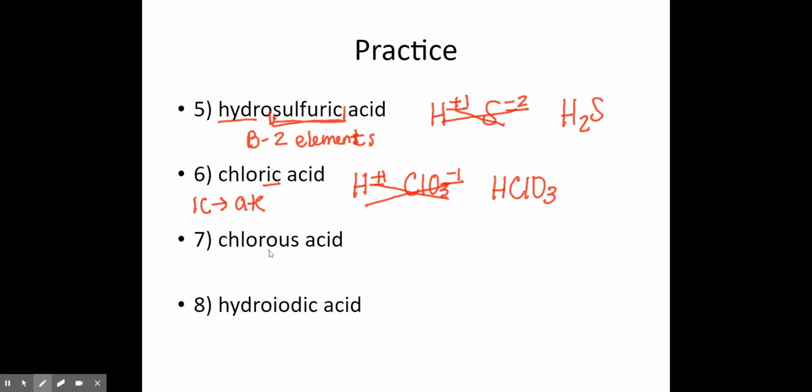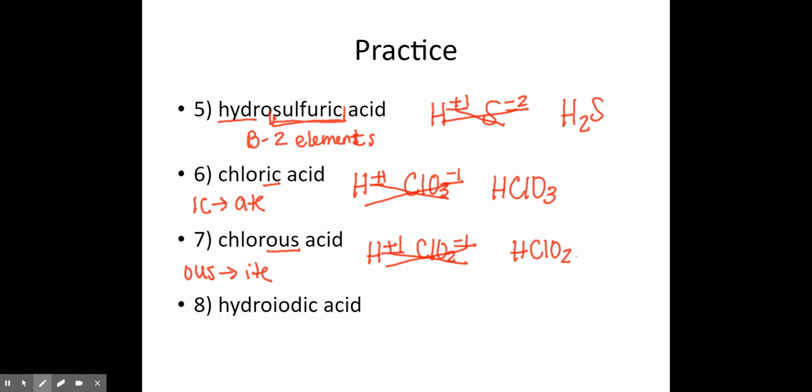Number 7 example, we have chlorous. So if it ends in OUS, I know my polyatomic ion had to go with ITE. So chlorite. So I have my H plus 1, and then chlorite is ClO2, and its charge is -1. I'm going to cross those down, HClO2.